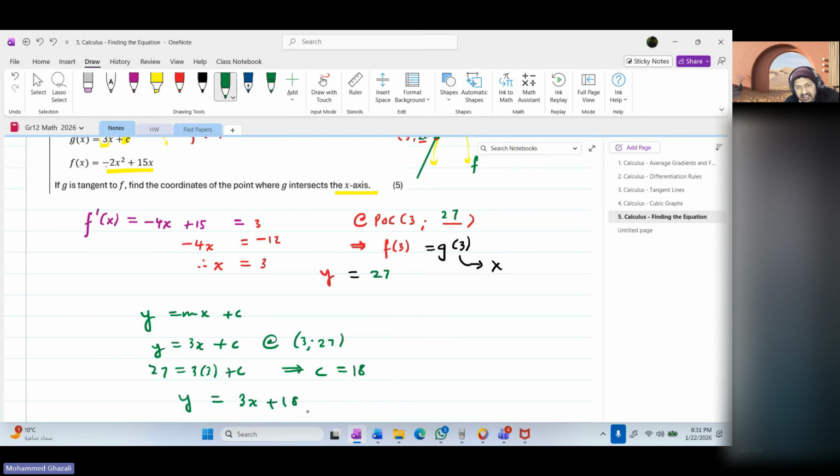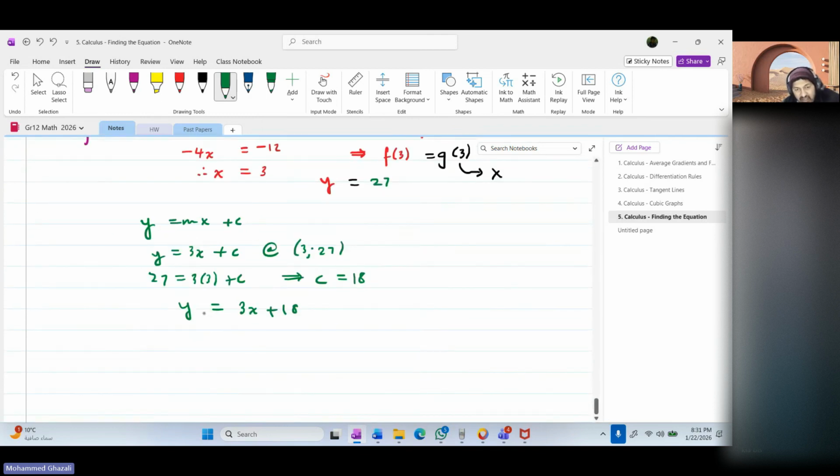Now 3x plus 18 is a tangent line. When will it cut the x-axis? It will cut the x-axis when the y value is 0. So 3x plus 18 is equal to 0. So x is equal to minus 18 divided by 3, which is negative 6. So therefore, the coordinate will be minus 6 and 0. You guys understood that, guys?